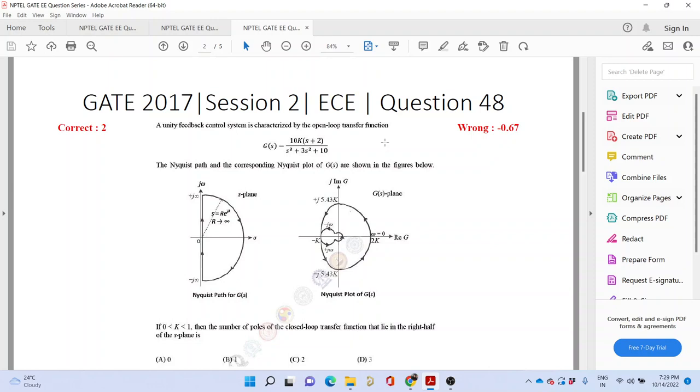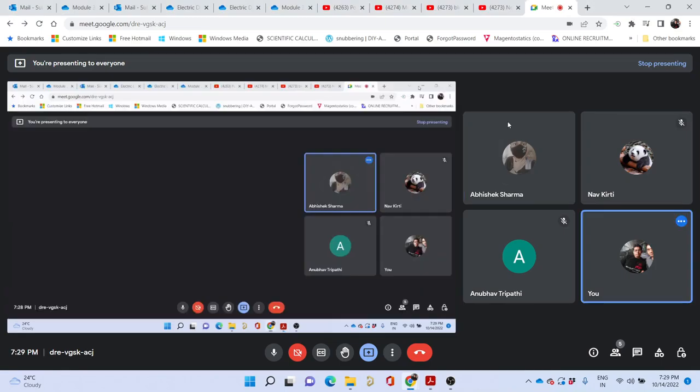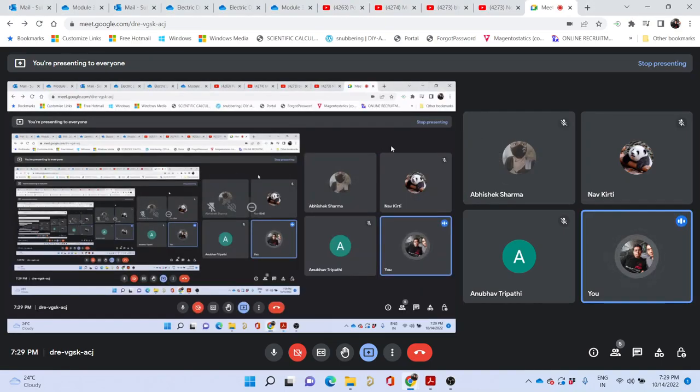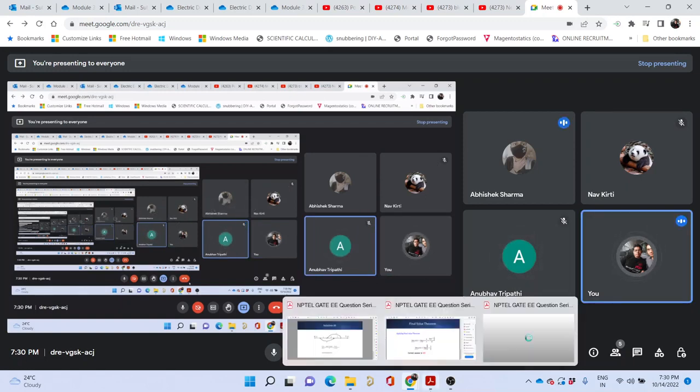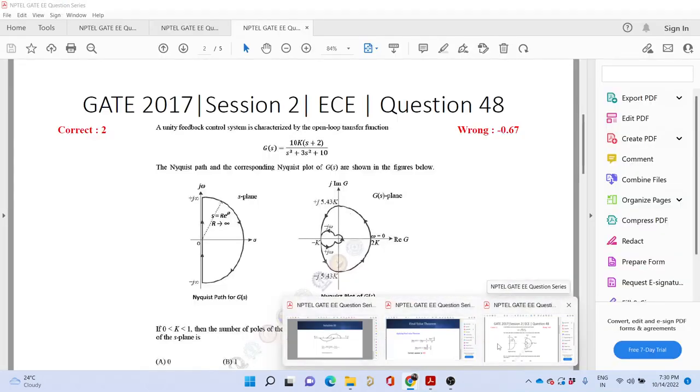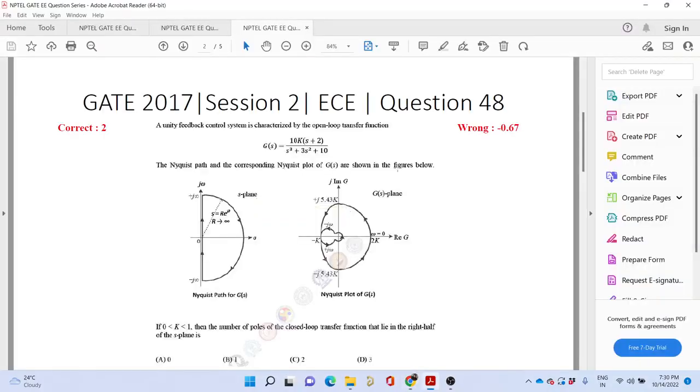Anubhav, whatever he is saying, is he correct or is he wrong? Closed loop, yes. Closed loop. 1 plus G(s)H(s) is the characteristic equation. From the Routh criteria, you will get the number of closed loop poles, not the open loop poles. Yes, sir. Okay.